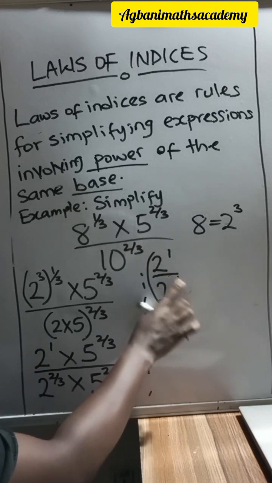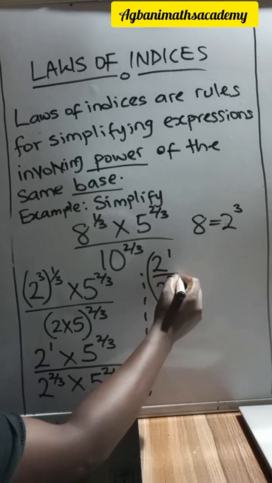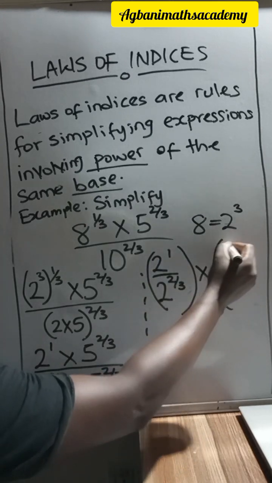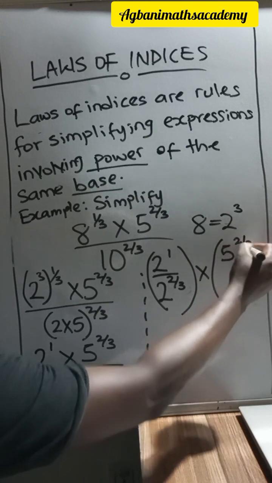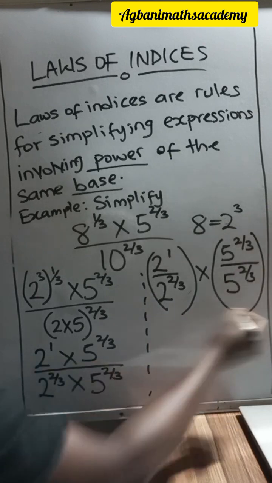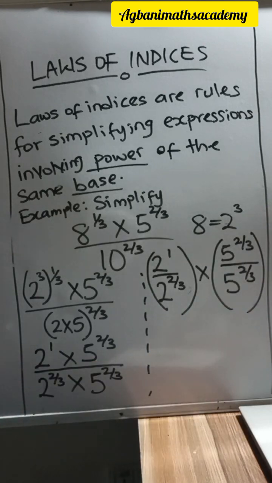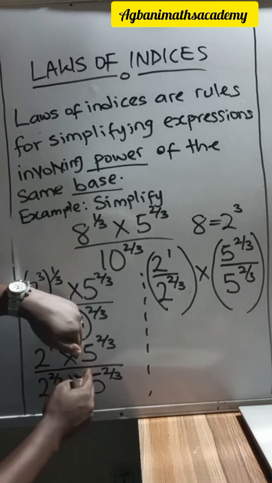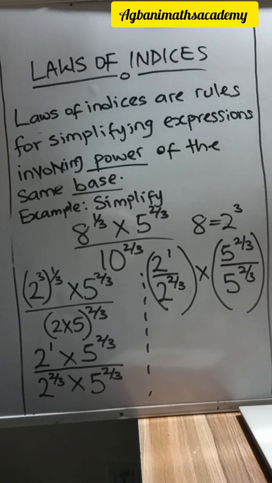Sorry, 2 all over 3 times 5 to the power of 2 all over 3, divided by 5 to the power of 2 all over 3. Okay? So all we did, we just cut through and separated them. So these people went their own way and these people went their own way. So at this point, you can apply the law of division.